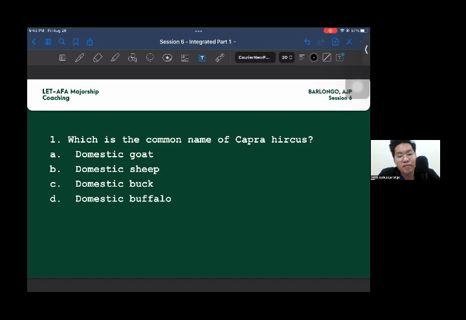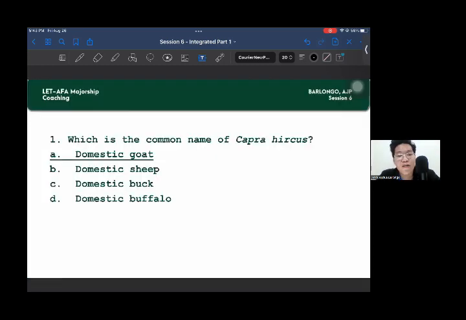Okay, so which is the common name for Capra hircus? A, domestic goat; B, domestic sheep; C, domestic buck; or D, domestic buffalo. The answer for this one is letter A, which is domestic goat.